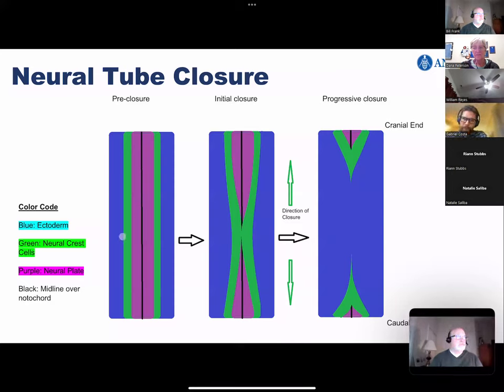So I've tried to keep our color coding here. Here are our green neural crest cells, and the blue for our ectoderm. If you can imagine that we were looking down on this from the top here. And the cranial end, Dr. Peterson may correct me on this, I think tends to close around day 25, and the caudal end tends to close slightly later, around day 27.